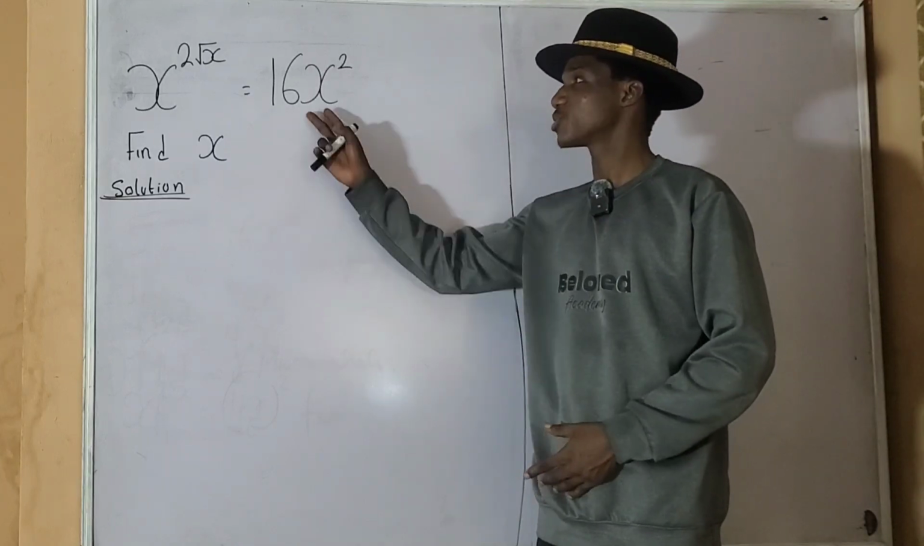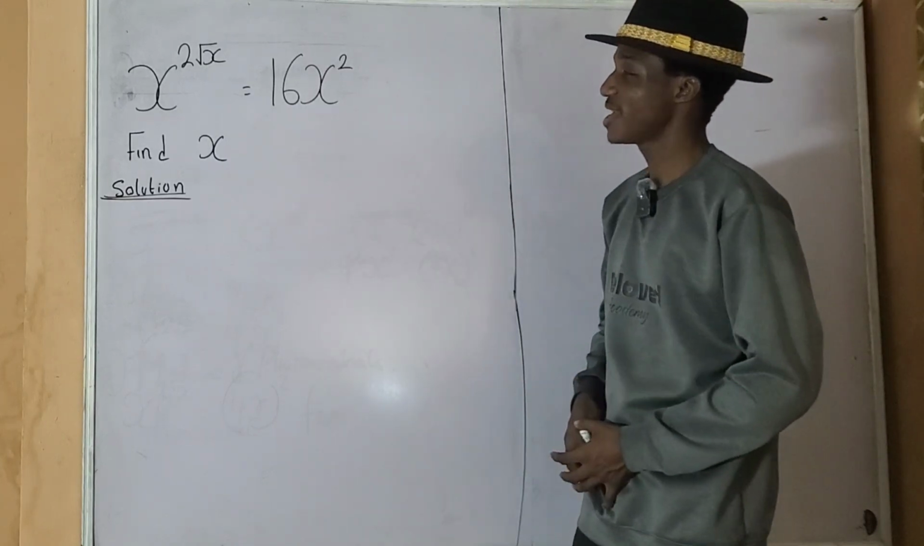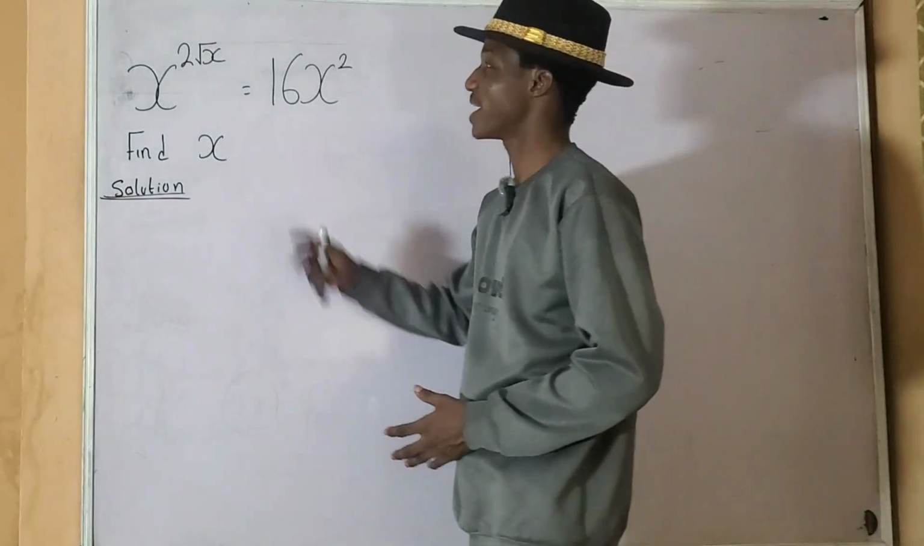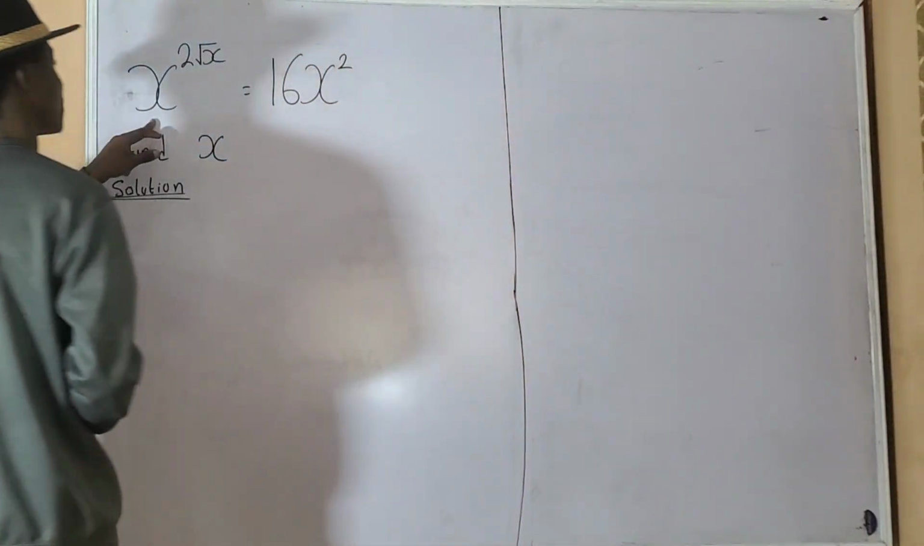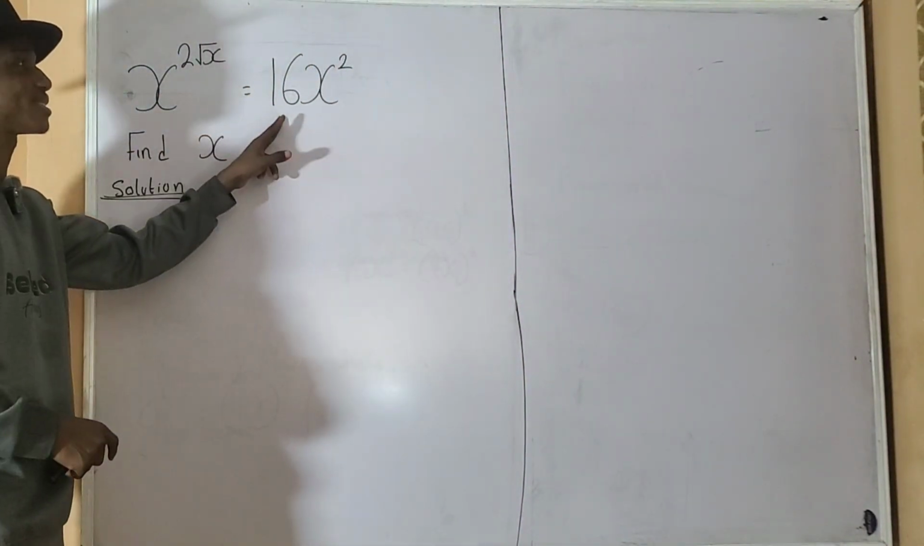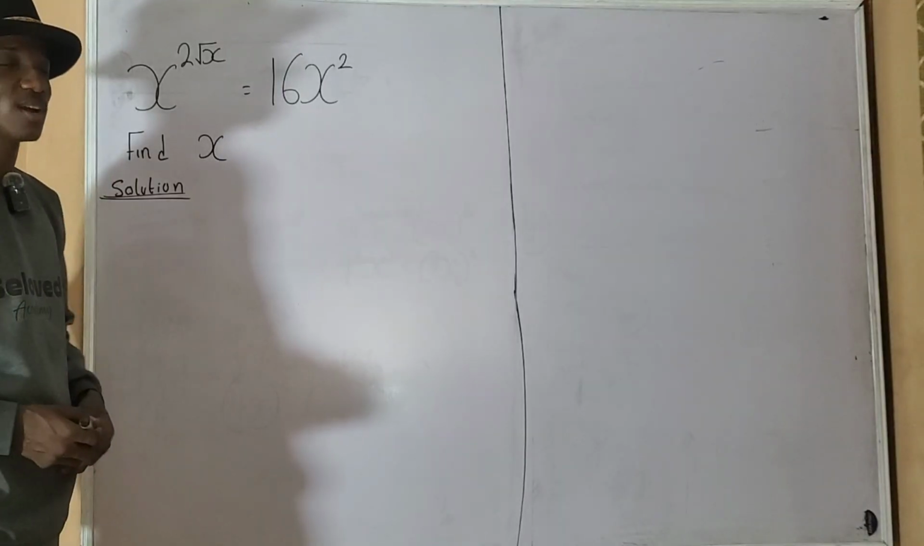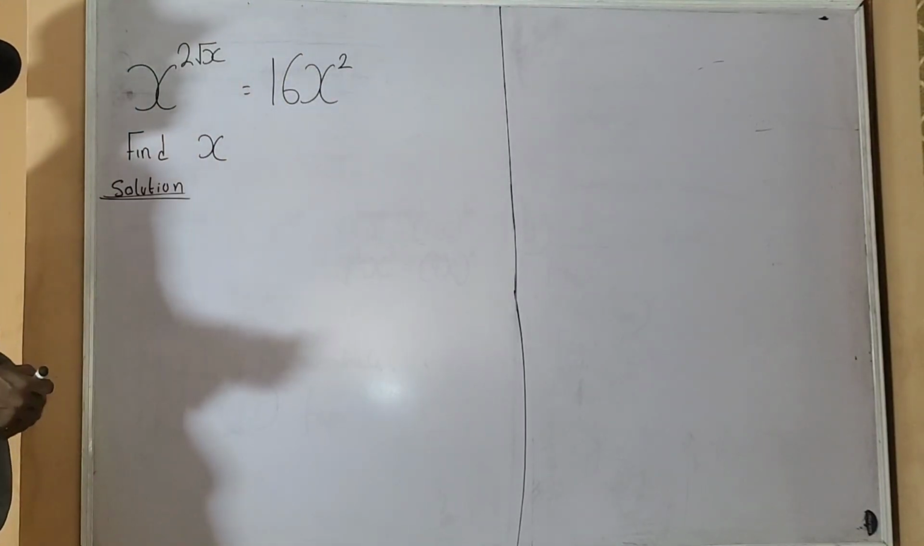Let me show you how to solve this question. Here, you are asked to find the value of x in x raised to the power of 2 root x equals to 16x raised to the power of 2. How will you approach this question if you encounter it in exam?